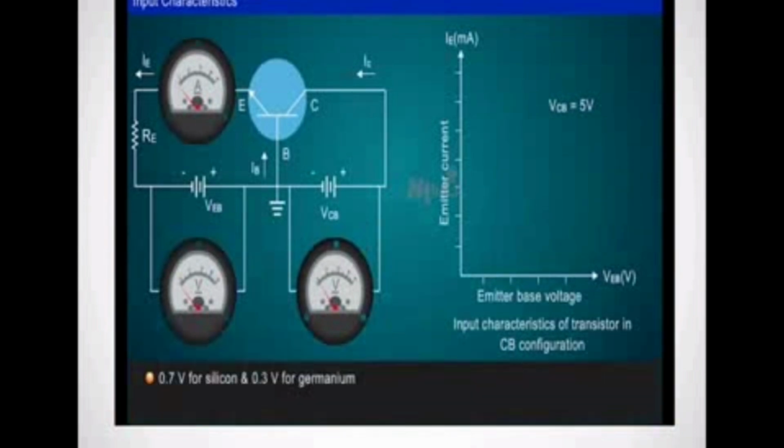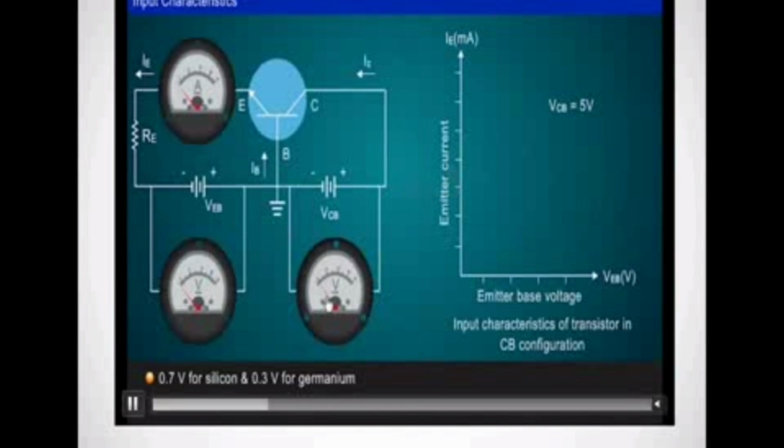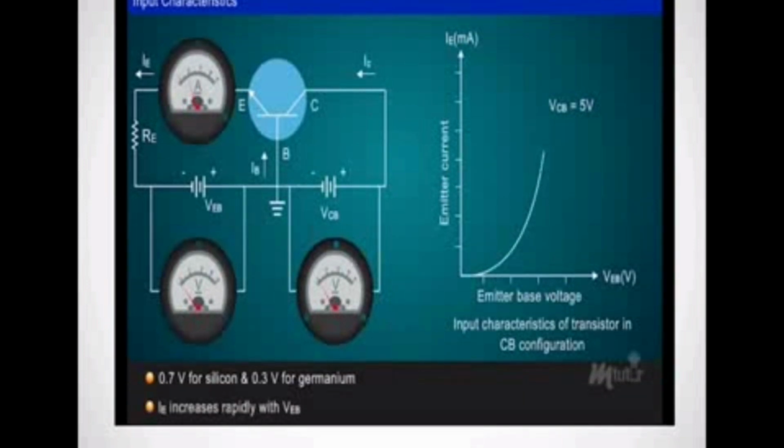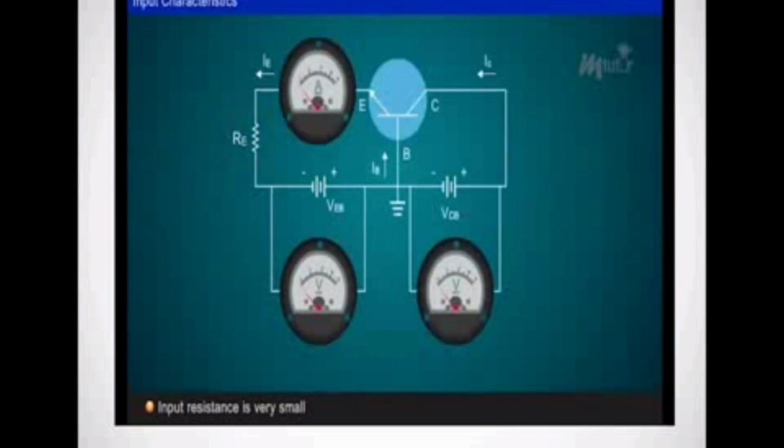We are placing the VCB at 5 volt. See that 5 volt. We are going to place the 5 volt common base. You will get the graph like this. The current gradually increases for the VCB of 5 volt. You are going to do this in the practical.